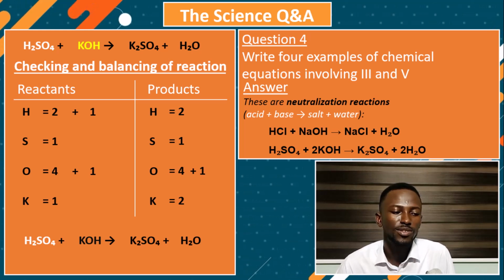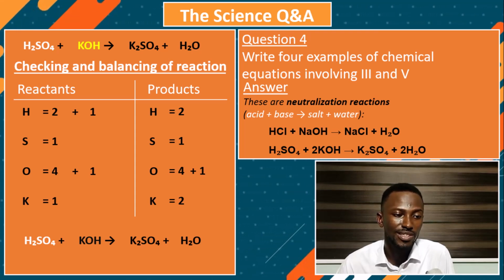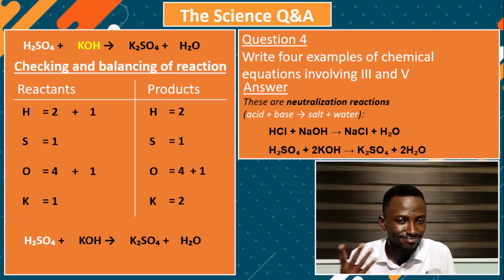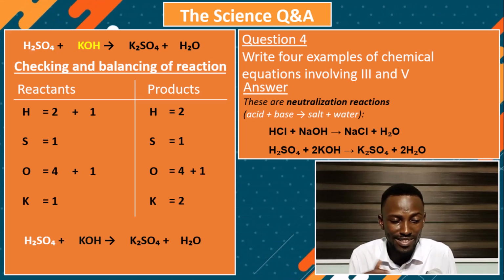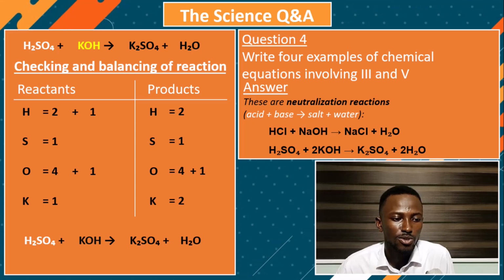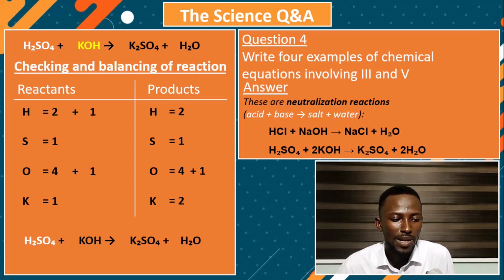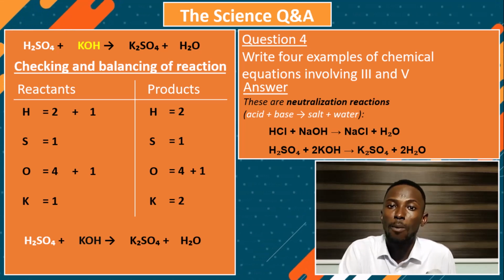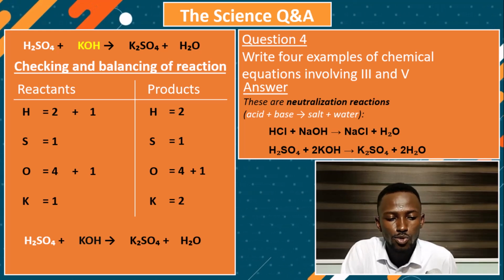For hydrogen, we have 2 plus 1, that gives us a total of 3 hydrogens at the reactant side. What about the products? We have only 2. So the 3 at the reactant is not the same as the 2 at the product. That means the reaction is automatically not balanced. But we can check the rest. Sulfur is 1 at the reactant and 1 at the product. Good. Oxygen, 4 plus 1 is 5, and for the product side as well, it is 4 plus 1, 5. So it's also the same. For potassium, it is 1 for reactants, 2 for products.